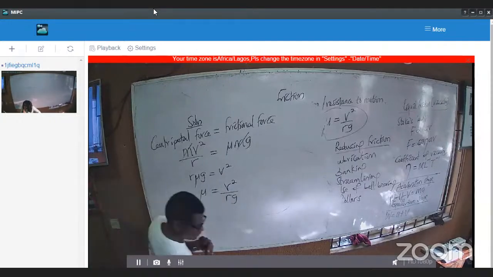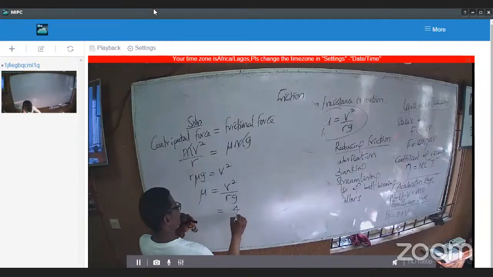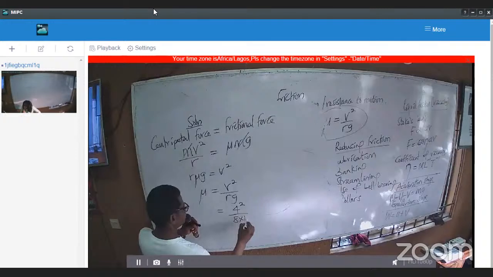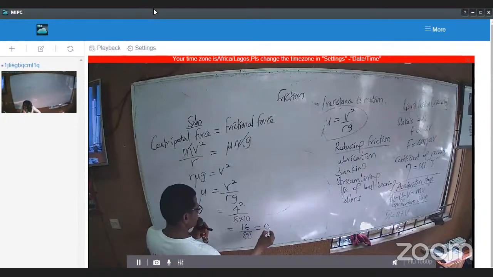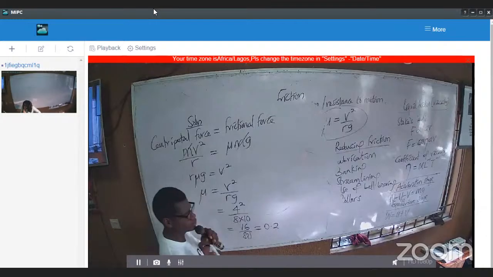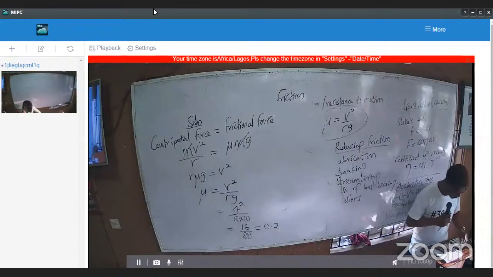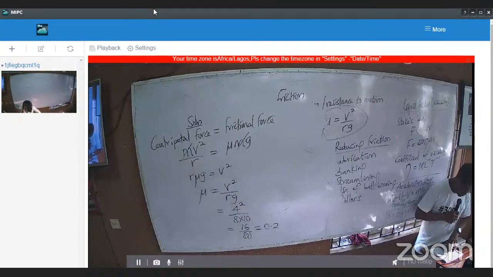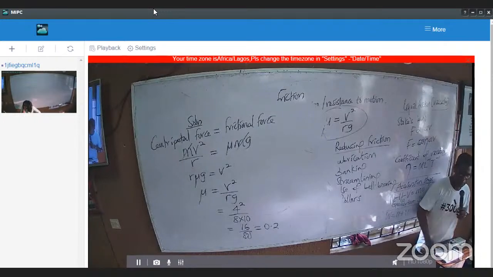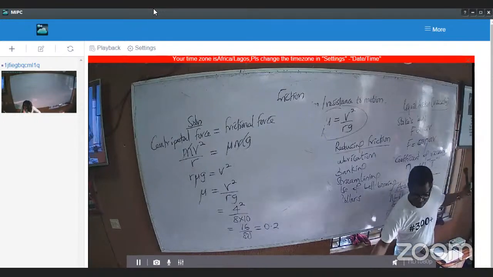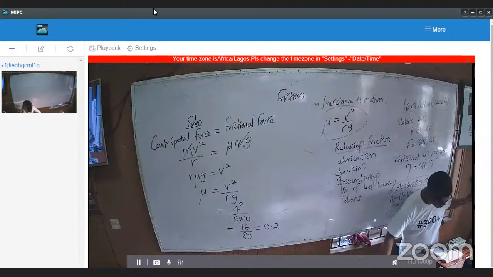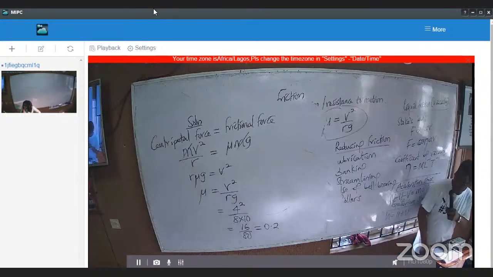Let's go. What velocity did they give us? 4 squared. Radius is 8, times 10. So that'll be 16 over 80. Now, what's the answer? 0.2. Mu has no units. Very easy. So the answer is 0.2.